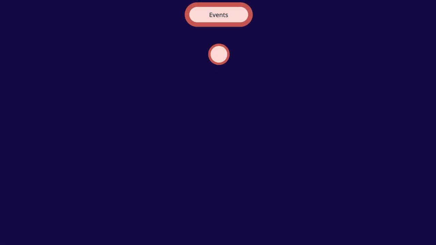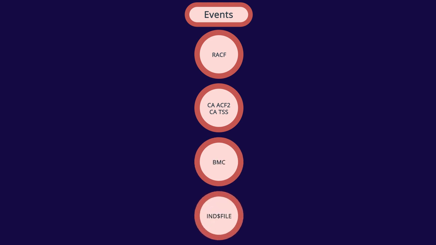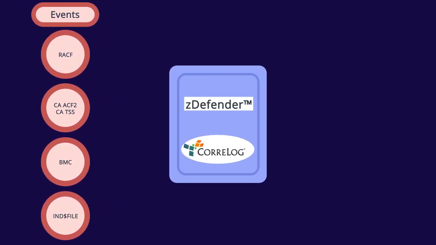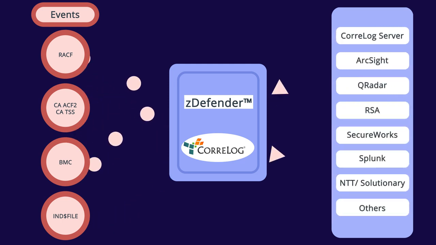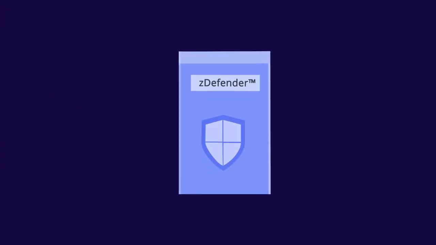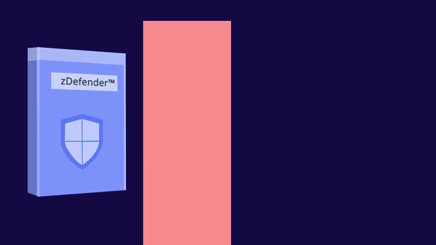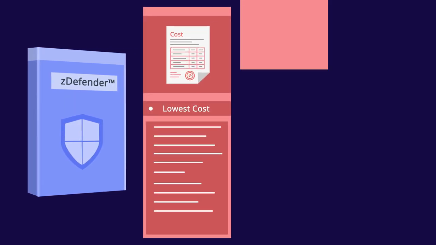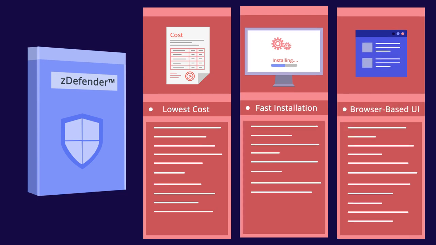With a lightweight, low-utilization software agent installed on an LPAR, Zdefender intercepts mainframe events, converts them to distributed syslog format, and sends logs to the CorreLog SIEM or any distributed SIEM on the market today, including Splunk. Zdefender holds the lowest total cost of ownership of any mainframe syslog conversion product and is fast to install and delivers a browser-based UI that's easy to use and configure.